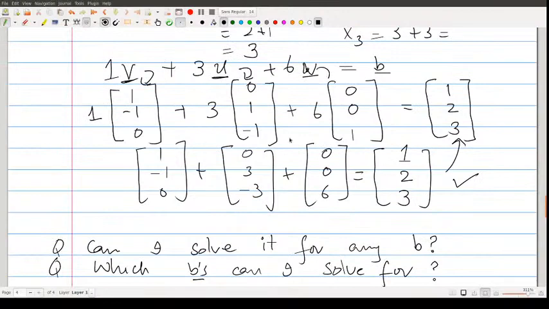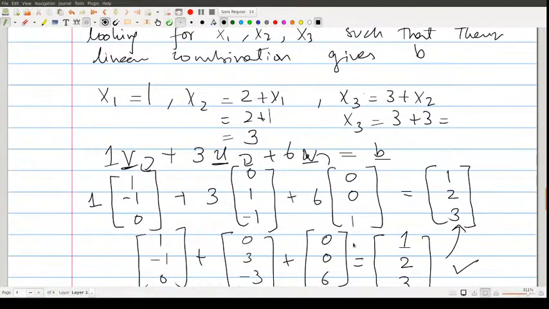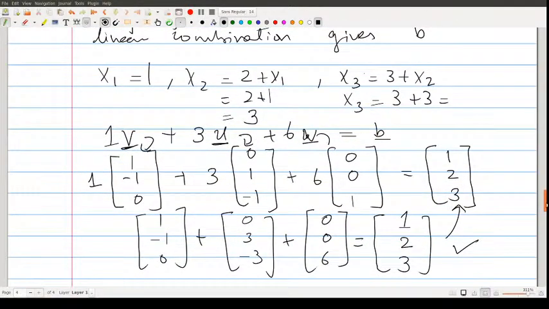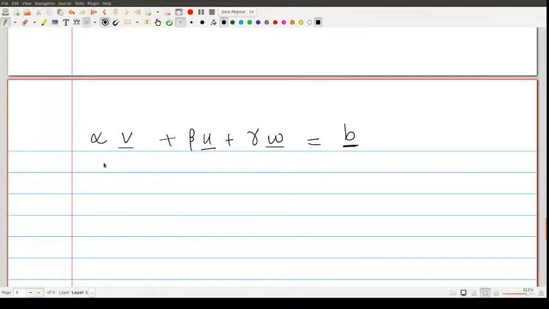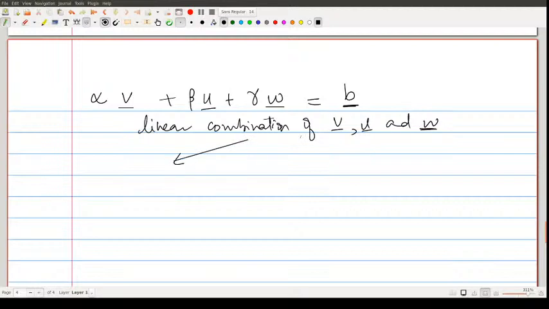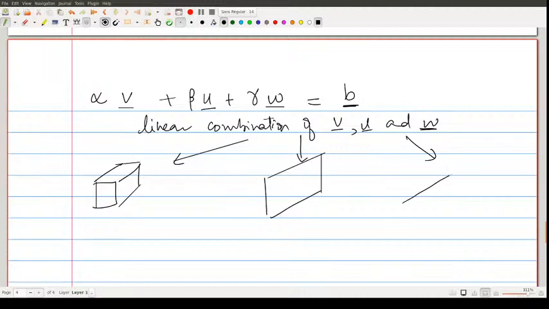So in this case, it was easy to solve. And if I had any other values, let's say 5, 6, or 7, the procedure would have been very similar. It doesn't seem like I will run into any problem at this point. But if I look at it from the lens of linear combinations, the left-hand side is a linear combination of V, U, and W. I already told you there are three possibilities for the linear combinations of V, U, and W. They can either span the three-dimensional space, or a plane, or a line.